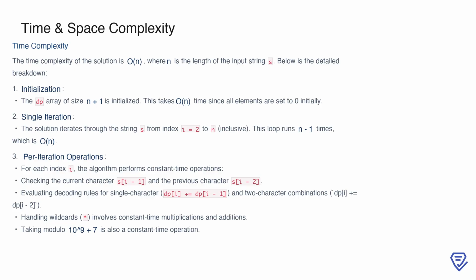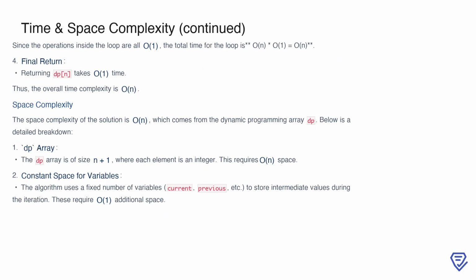Within each iteration, we perform constant time operations, such as checking 1 or 2 characters at a time, applying decoding rules for single character and two-character combinations, and handling wildcard characters like asterisk. Operations like modular arithmetic, which ensure results fit within the given constraints, also run in constant time. Overall, the combination of these steps ensures that the solution operates within O(n) time complexity. Since all operations within the loop have a constant time complexity of O(1), the total time for processing the loop is simply O(n) multiplied by O(1), which equals O(n).